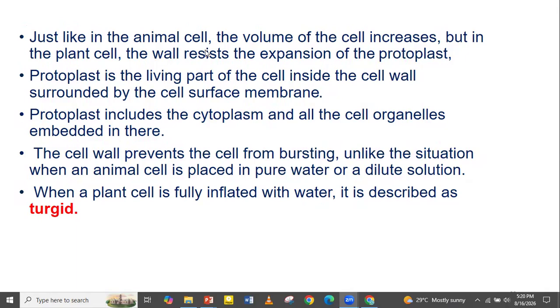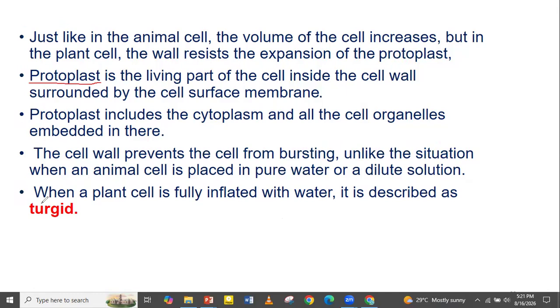At the same time, we have a new term here, which is called protoplast. So when someone mentions protoplast, it simply refers to the living part of the cell. Protoplast is usually used when we are looking at plant cells. So when someone talks about protoplast, we are looking at the cytoplasm of the plant cell and the cell surface membrane covering the cytoplasm. So it includes the cytoplasm, all the organelles, and the cell surface membrane.